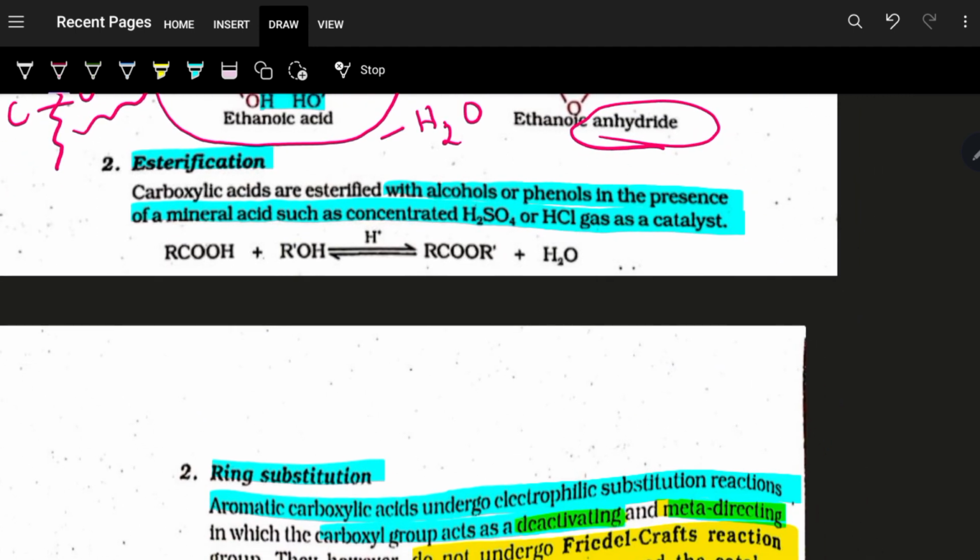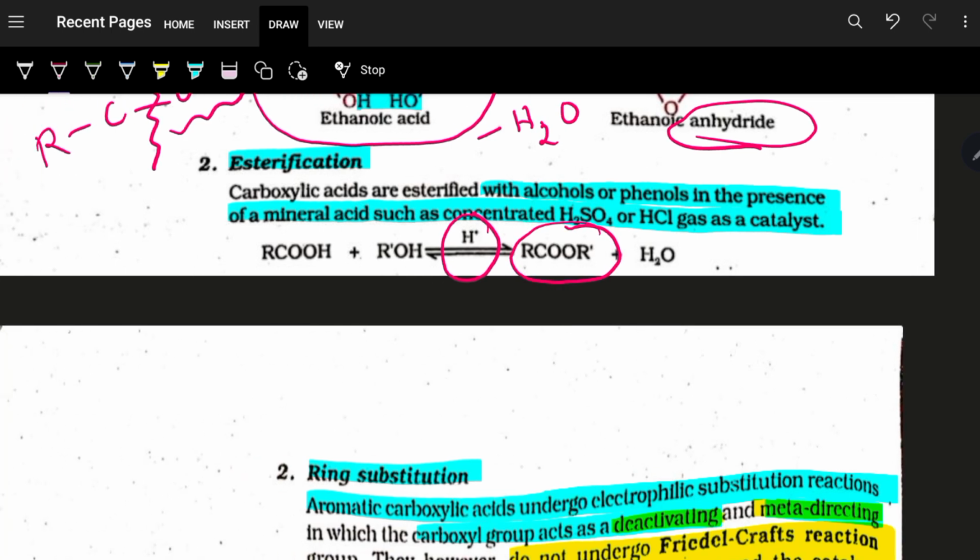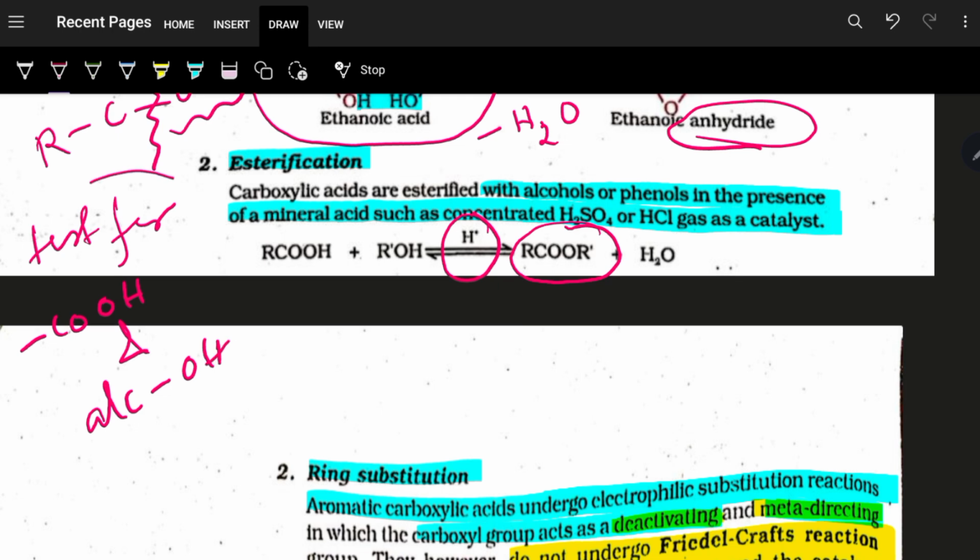Next, which I have already said, an acid reacts with an alcohol in an acidic medium, that is concentrated H2SO4, and gives you the sweet fruity smell of ester. This is used as a test for carboxylic acid and also alcoholic OH group in your practicals.